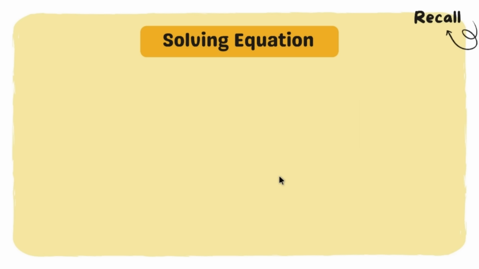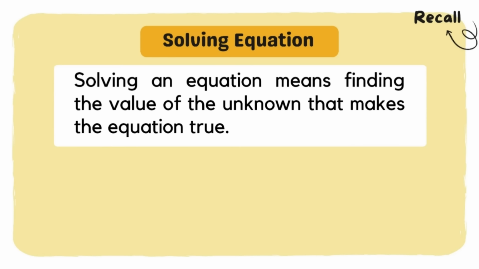Dito na po papasok yung solving equation that we also have learned before. So when we solve equation, it means finding the value of the unknown that makes the equation true. Halimbawa, kanina we have here x plus 3 is equal to 5. How are we going to get the value of x? Well, x here is something that will make the statement true. So, what will you add to 3 para maging 5?